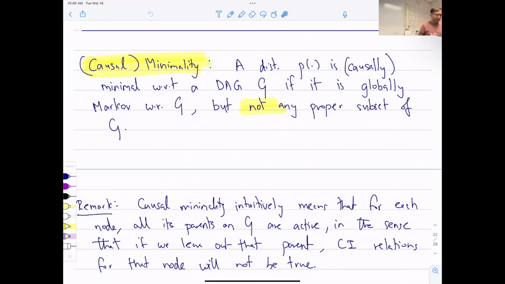I'm going to skip the definition of causal minimality. You can read it because I'm never going to use it again for what I'm going to talk about.